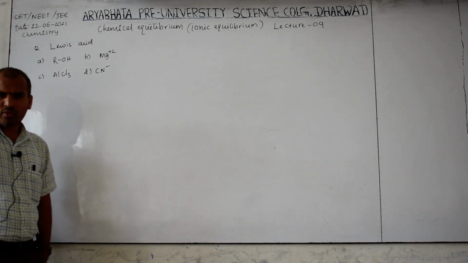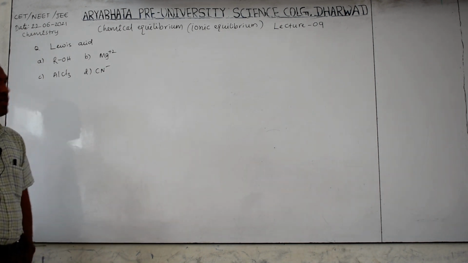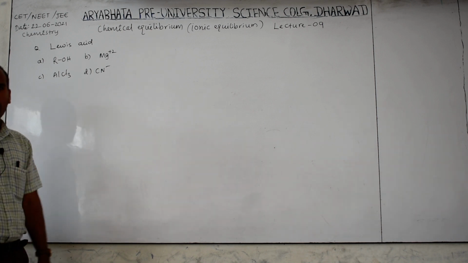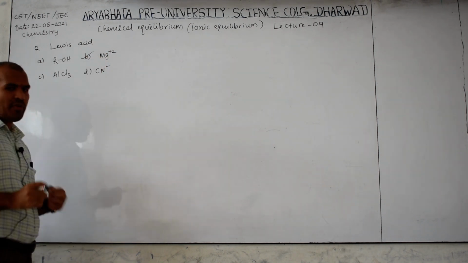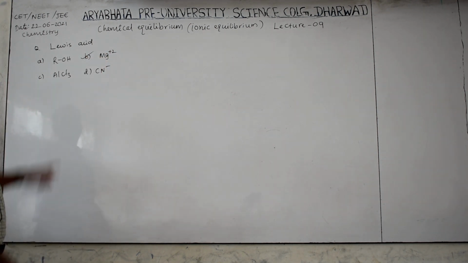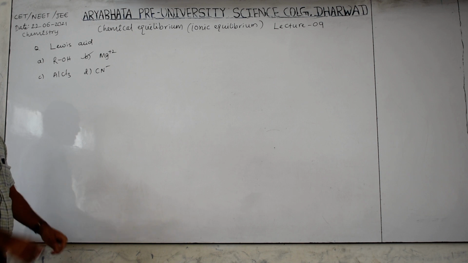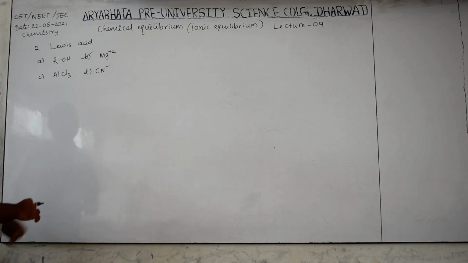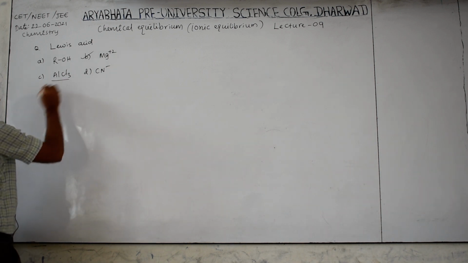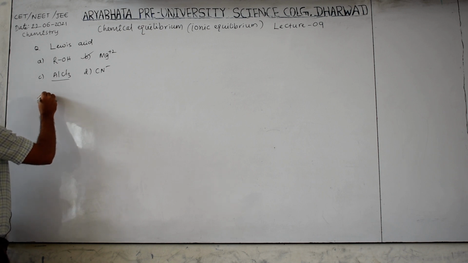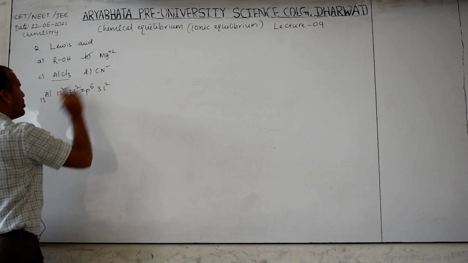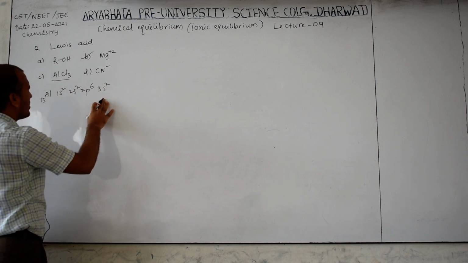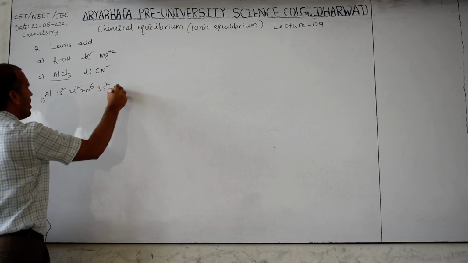What does acid mean? Electron pair acceptor. Electron pair acceptor means it should have a vacant orbital. Therefore generally cations have a vacant orbital, so that is the answer. And in AlCl3 also there is one vacant orbital. How does it have a vacant orbital? Observe here. Aluminum, atomic number 13: 1s2, 2s2, 2p6, 3s2. Then total 10 plus 2 is 12, and 3p1.